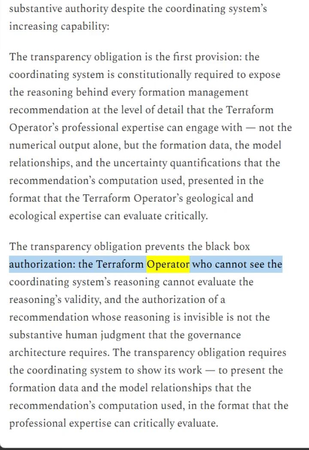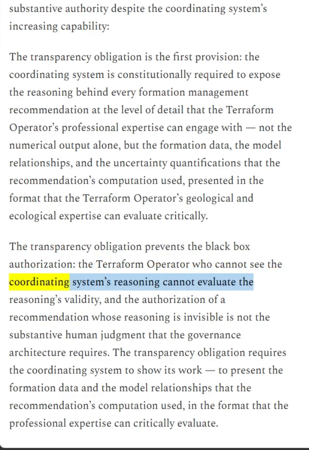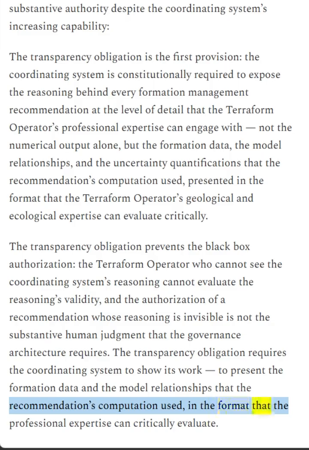The Terraform operator, who cannot see the coordinating system's reasoning, cannot evaluate the reasoning's validity, and the authorization of a recommendation whose reasoning is invisible is not the substantive human judgment that the governance architecture requires. The transparency obligation requires the coordinating system to show its work, to present the formation data and the model relationships that the recommendation's computation used, in the format that the professional expertise can critically evaluate.